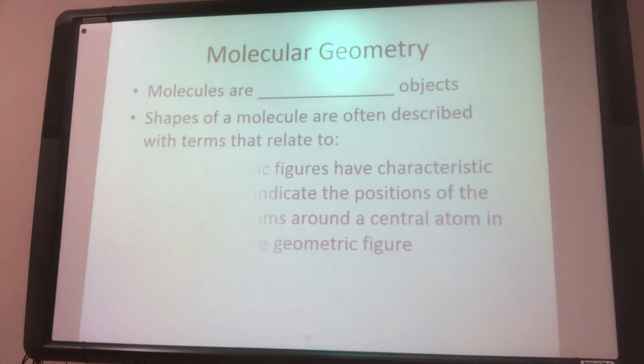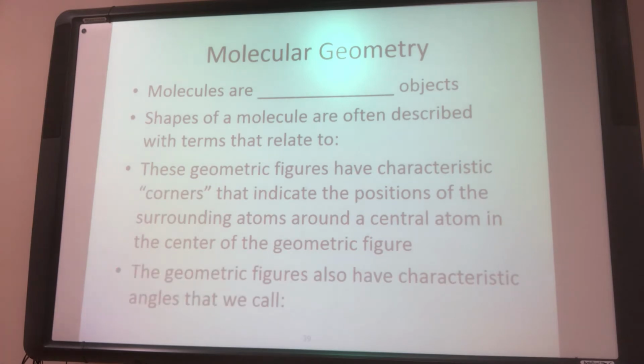So when we talk about molecular geometry, when we talk about the shapes and the geometry, the shape of my molecule, how are we going to think about this? So remember, molecules are three-dimensional. They're actual physical things in space. So the shapes that we want to refer to also need to be three-dimensional shapes. So we're going to use geometric figures to represent the shapes. So we're going to use real shapes that you're familiar with.